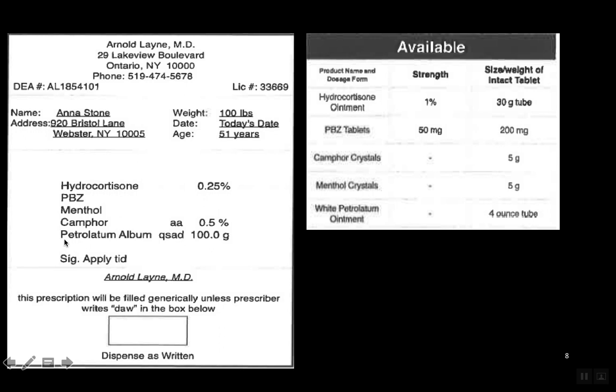And then usually the base is the last thing presented. In this case, it's petrolatum album. This is regular oleaginous petrolatum. QS up to 100 grams. So if you were making this, technically it's saying that we add the hydrocortisone that we need, we add the PBZ we need, we add the menthol we need, we add the camphor that we need. That's going to form a certain weight, and then you're going to add enough petrolatum base in order to reach 100.